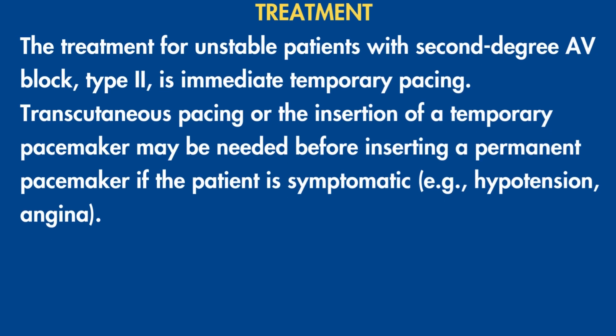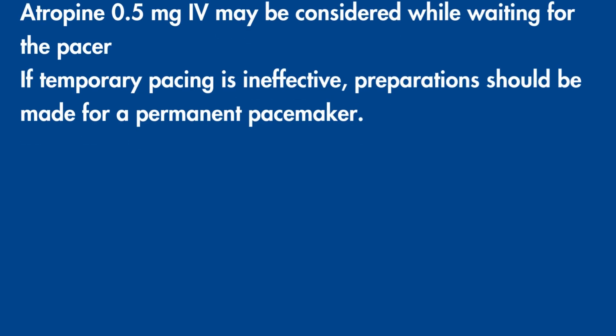The treatment for unstable patients with second-degree AV block type 2 is immediate temporary pacing. Transcutaneous pacing, or the insertion of a temporary pacemaker, may be needed before inserting a permanent pacemaker if the patient is symptomatic. For example, if the patient is having hypotension or angina. Atropine 0.5 mg IV may be considered while waiting for the pacemaker, but its administration should not delay temporary pacing. If temporary pacing is ineffective, preparations should be made for a permanent pacemaker and expert consultation should be obtained.